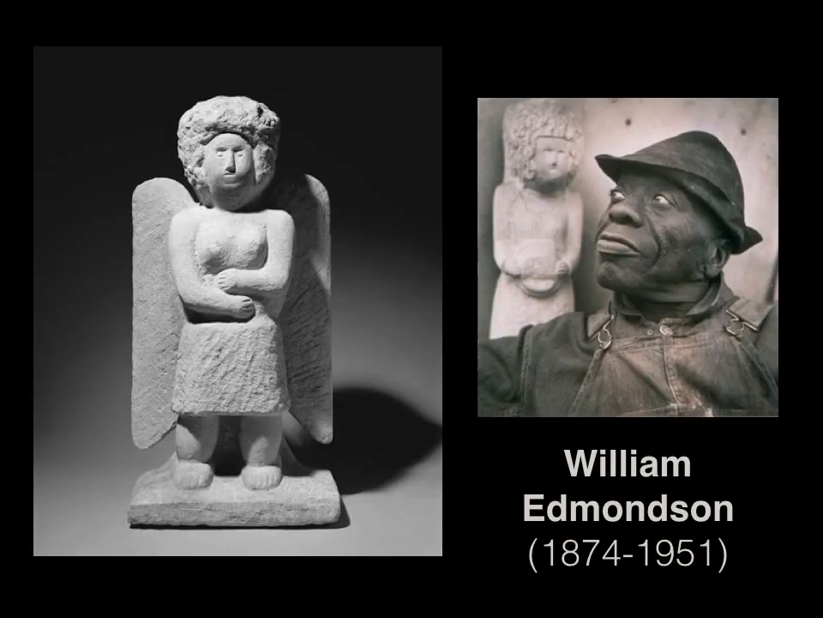William Edmondson was the first African-American to have a one-man show at the Museum of Modern Art in New York City in 1937. Edmondson was the child of freed slaves. His last name is the name of the farm just outside of Nashville to which he sort of belonged at one point. He called his sculptures miracles. He just carved them in his front yard and sold them for a few dollars along with vegetables at his roadside stand. Now they sell for about a few thousand dollars.